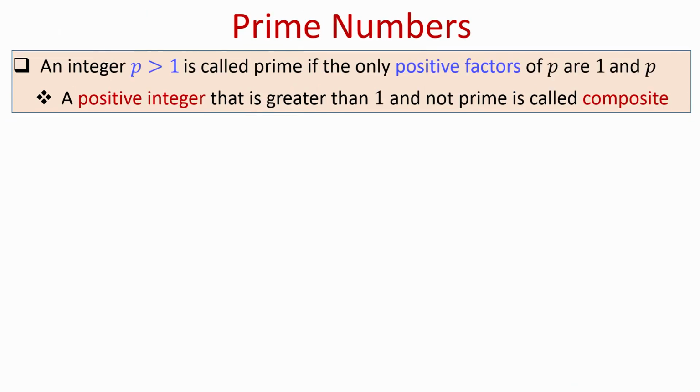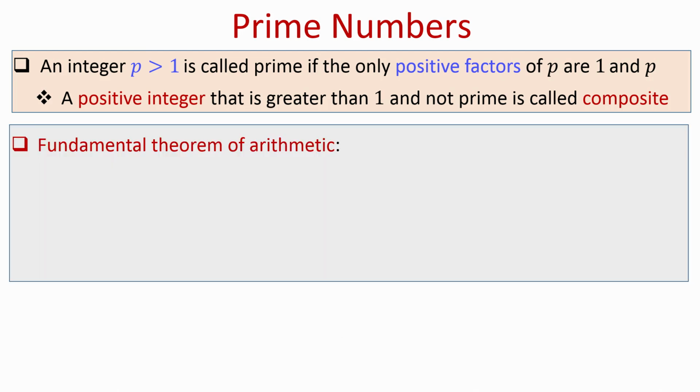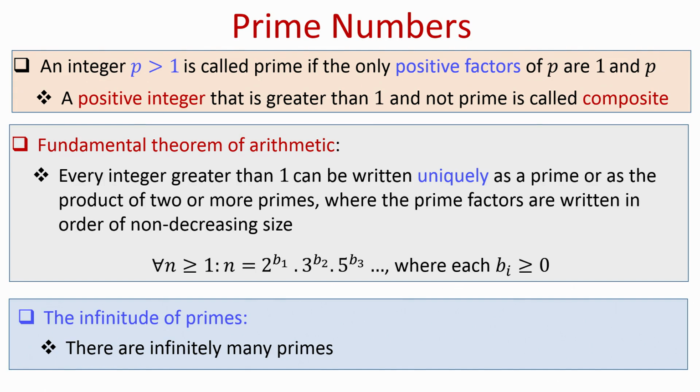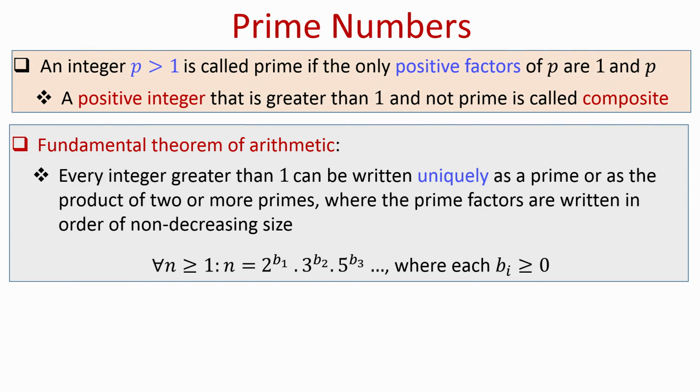Now, let us discuss prime numbers. The definition of prime numbers is that an integer p greater than 1 is called a prime number if its only positive factors are the number itself and 1. And a positive integer greater than 1 which is not prime is called a composite number. A well-known theorem of arithmetic, often called the fundamental theorem of arithmetic, is that any number n greater than or equal to 1 can always be expressed as a product of different powers of primes, and this is true for every n greater than or equal to 1. This is a well known fact which we can prove using induction.